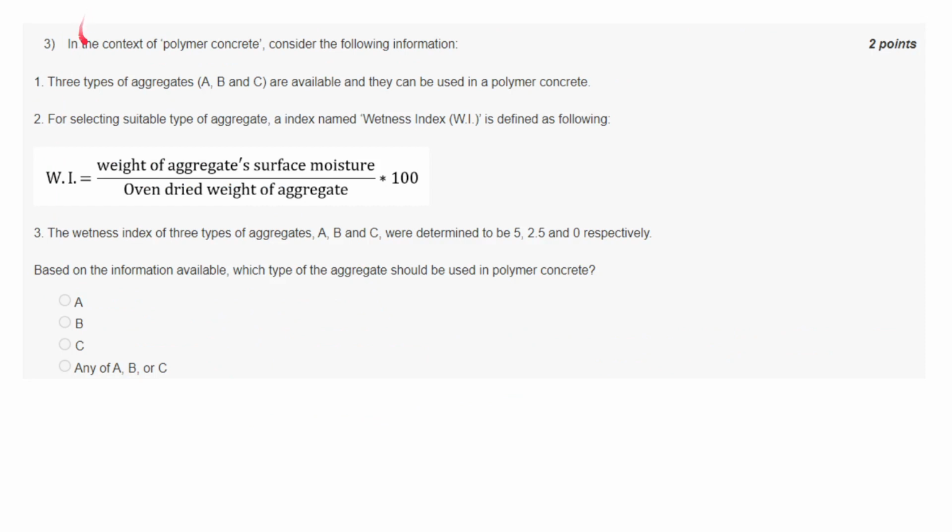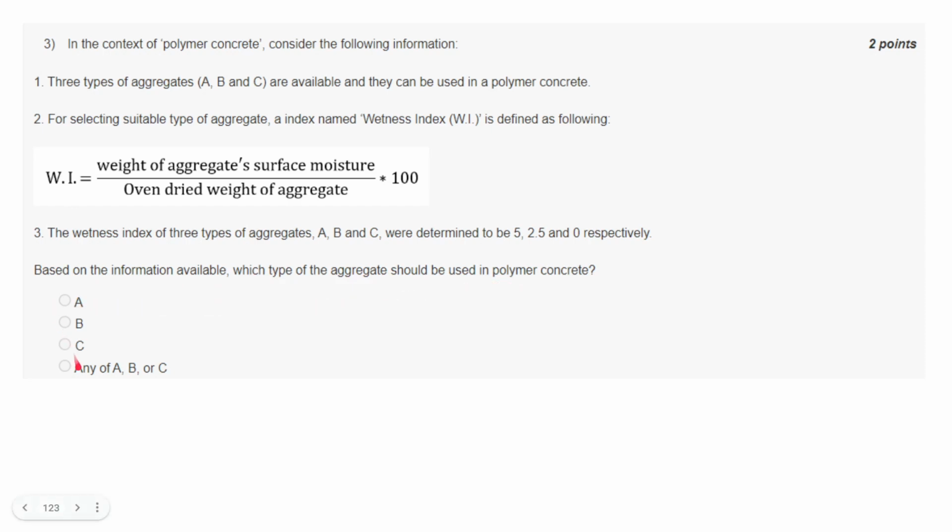So let us now go to the third question. In the context of polymer concrete, consider the following information. Three types of aggregates A, B and C are available and they can be used in a polymer concrete. For selecting a suitable type of aggregate, an index named wetness index WI is defined as follows: WI is equal to weight of aggregate surface moisture by oven dried weight of aggregate, into 100. The wetness index of three types of aggregates A, B and C were determined to be 5, 2.5 and 0 respectively. Based on the information available, which type of the aggregate should be used in polymer concrete?